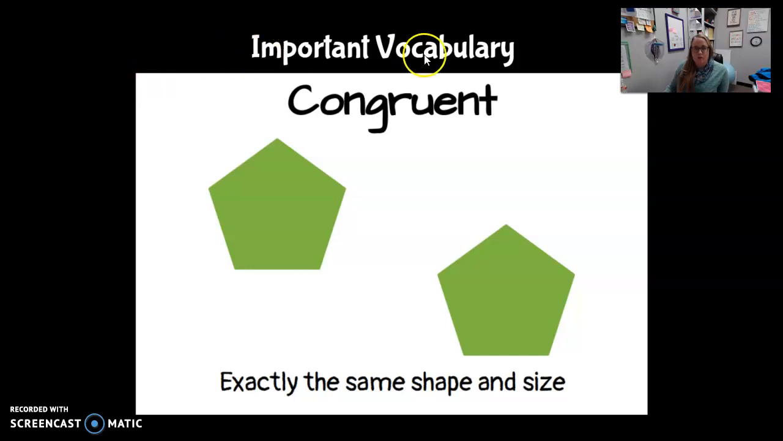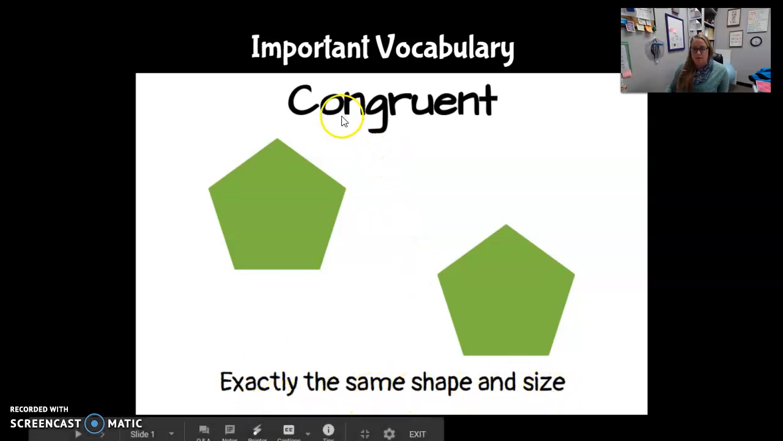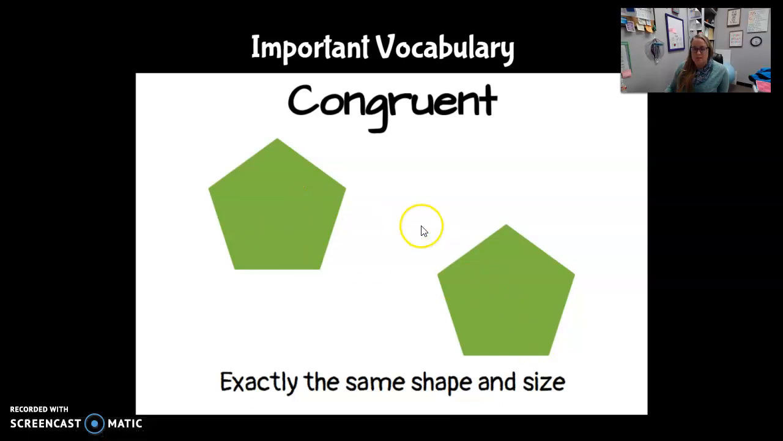Let's talk about our important vocabulary. Some of the words are going to be the same and some are going to be different, and that's okay. The first word we have is a repeat. It's congruent. And remember, congruent means exactly the same shape and same size. So congruent, same shape, same size.